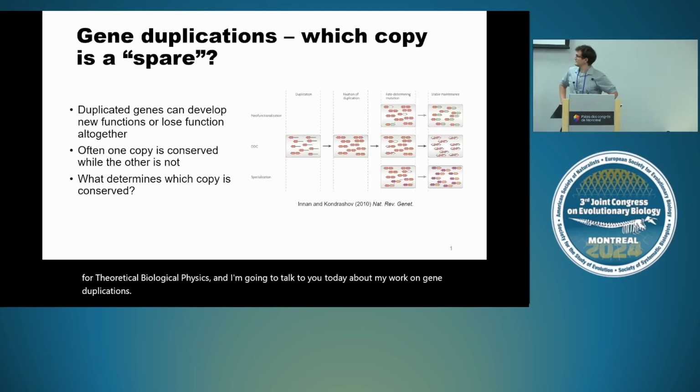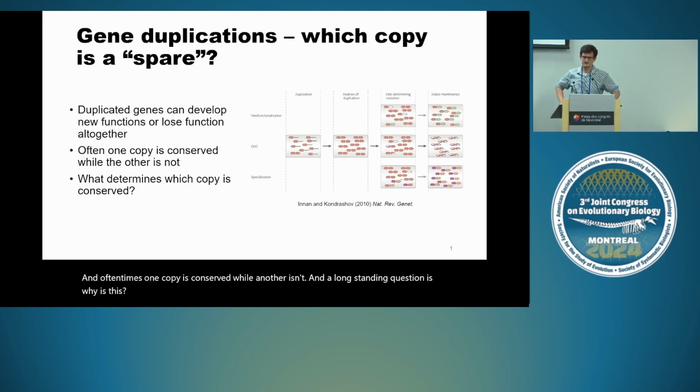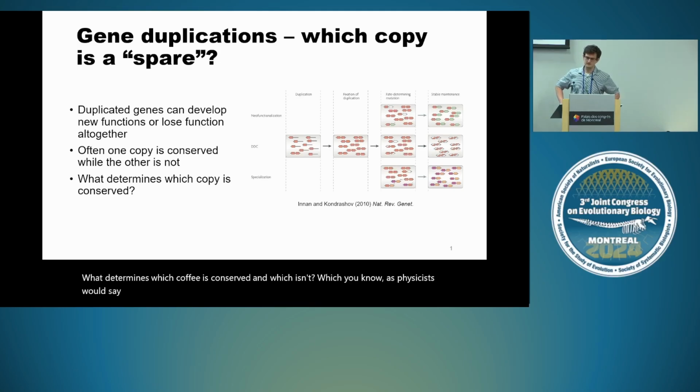So we heard something about this a bit earlier, but gene duplications can lead to one of the copies getting a new function, a copy losing its function, both copies staying about the same, or sharing function, and so on and so forth. And oftentimes one copy is conserved while another isn't. And a long-standing question is, why is this? What determines which copy is conserved and which isn't? Which, as physicists would say, what's breaking the symmetry?